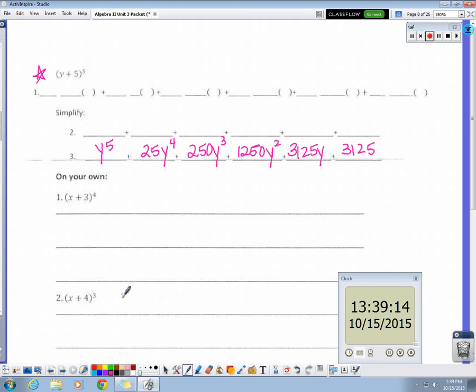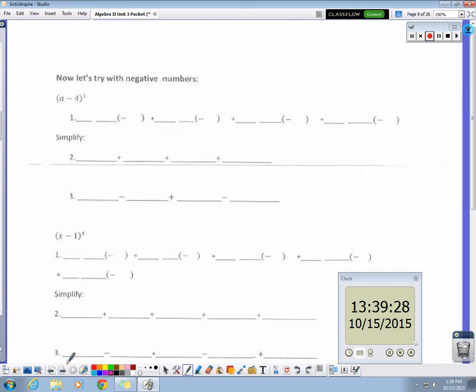Guys, copying the answers is not going to help you know how to do it on Tuesday's quiz. Copying and pasting now. I see you copy my answer. Okay, once you've copied that, go to the next page. Go to the next page. Next page where it says, let's try negative numbers.